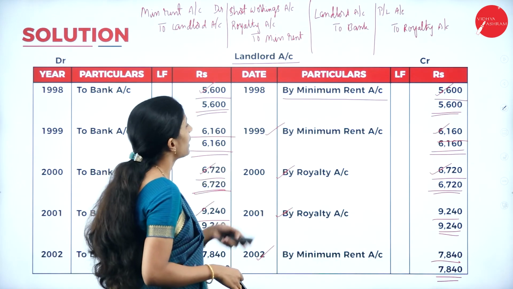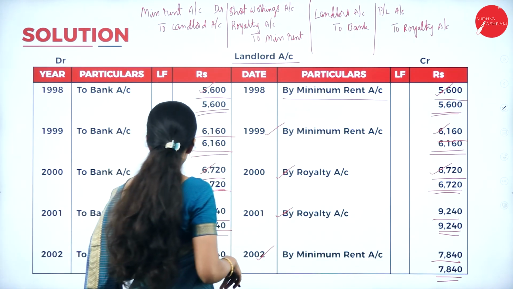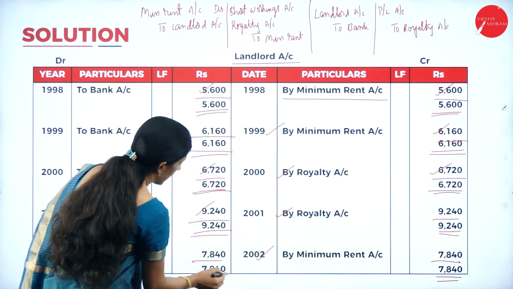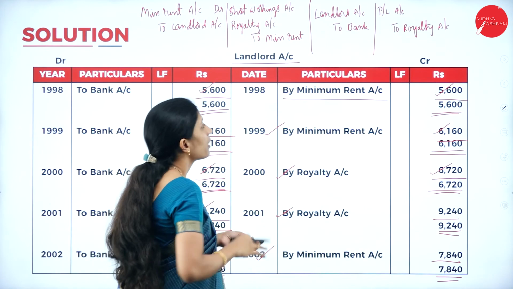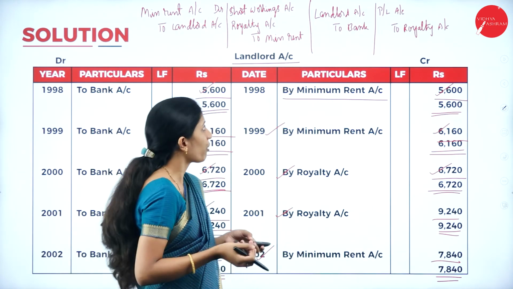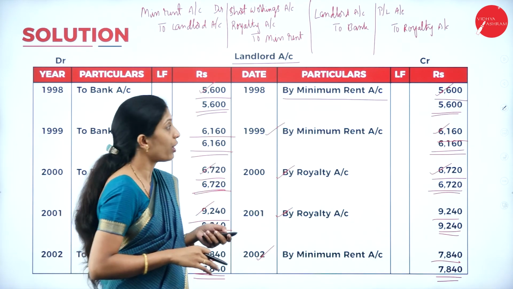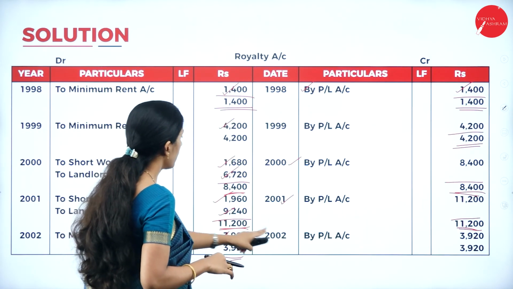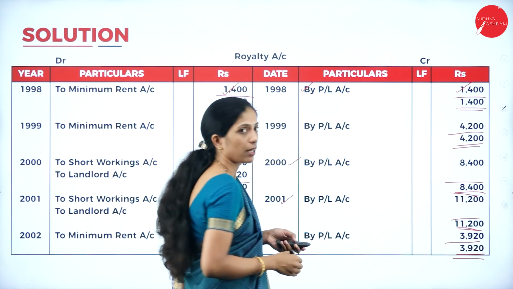Now come to the third one, landlord account debit to bank account. So in landlord, you will write it as to bank account 7,840. So both the sides are done. Next, you have to transfer that royalty to profit and loss account. So how do you write? Profit and loss account debit to royalty account. So in your royalty account, you will write it as by profit and loss account 3,920.